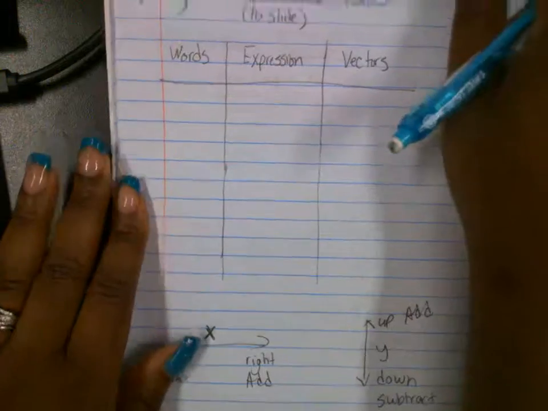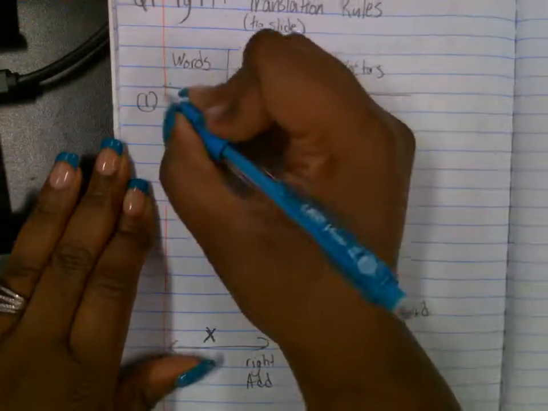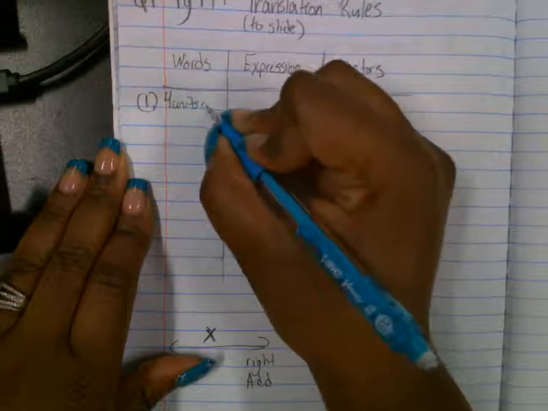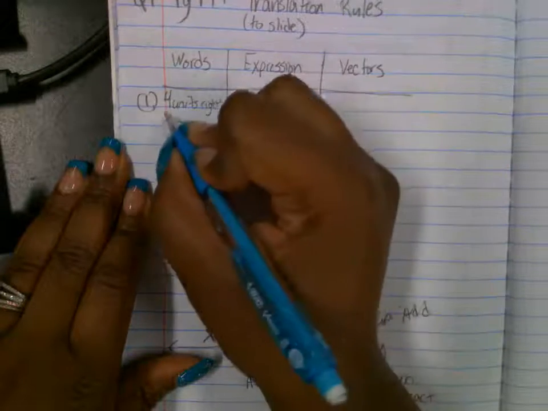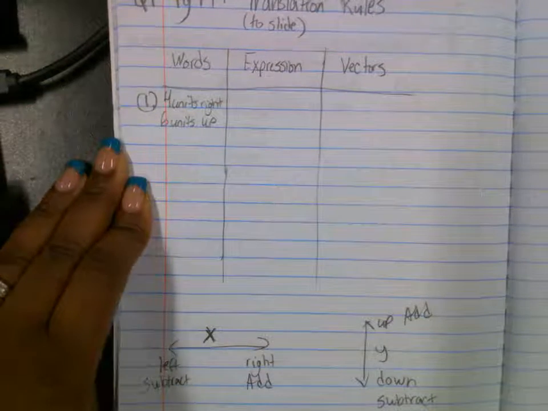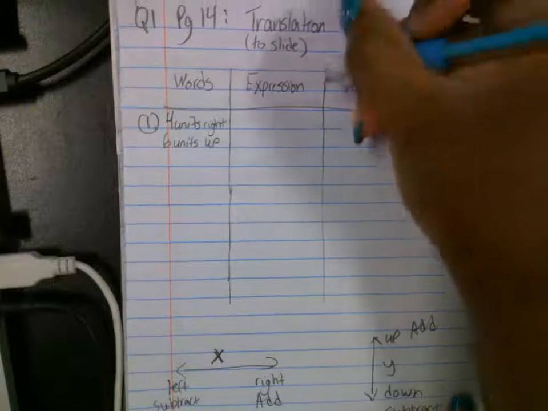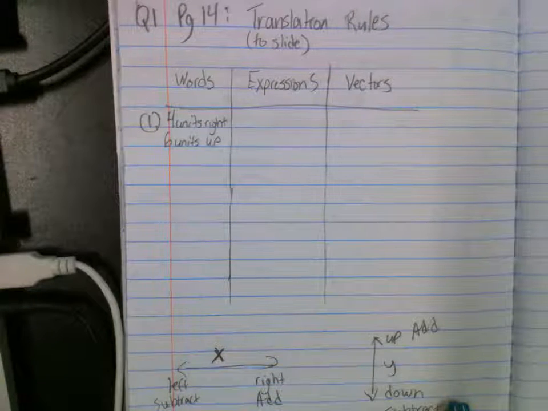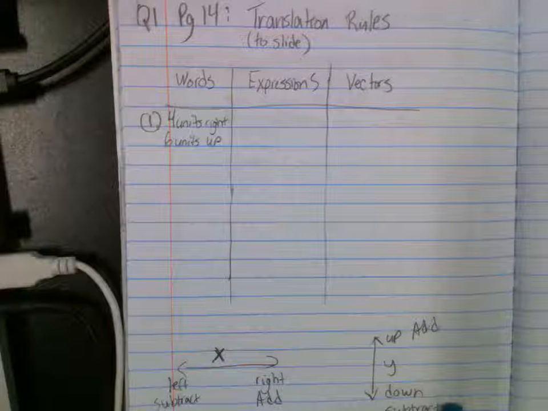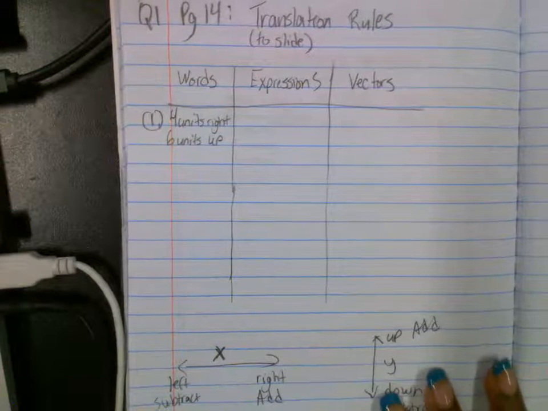Let's look at example number 1. In example number 1, the words may go like this. They may say 4 units right and 6 units up. Those might be the translation rules that they give you. What would that look like as an expression? Remember, we talked about this yesterday. Anybody remember what that would look like as an expression?